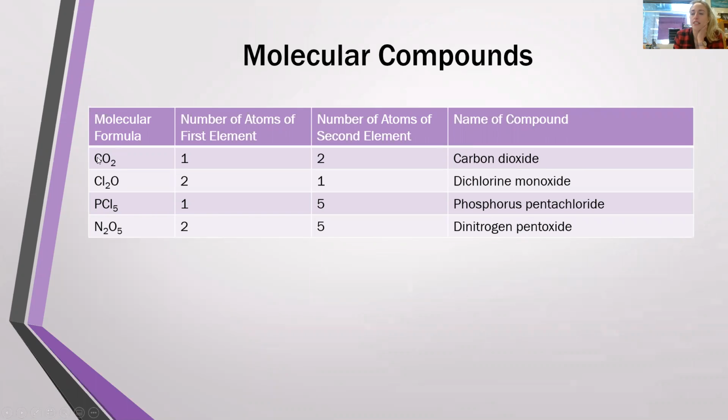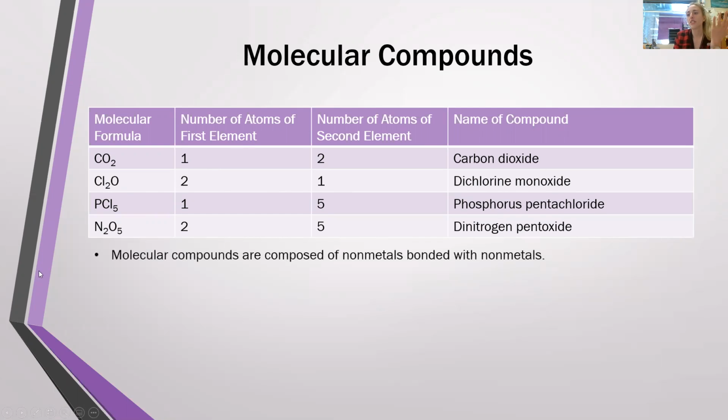We'll notice here that it says CO2. So we have one carbon and two oxygen, and the name is carbon dioxide. Here we've got chlorine, there's two of them, and oxygen, there's one, and this is dichlorine monoxide. Then the next one, we've got one phosphorus and five chlorine, phosphorus pentachloride. And then two nitrogen and five oxygen, dinitrogen pentoxide.